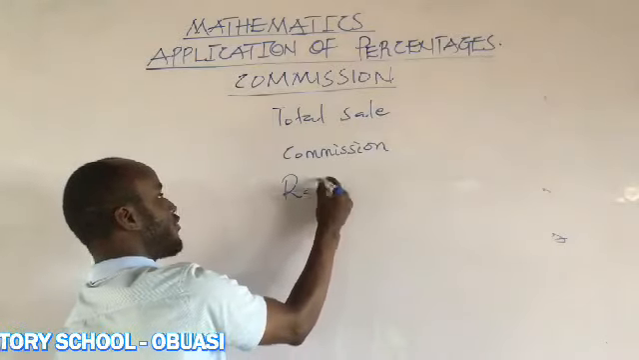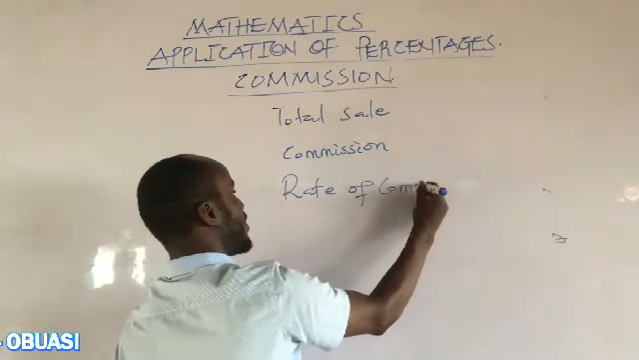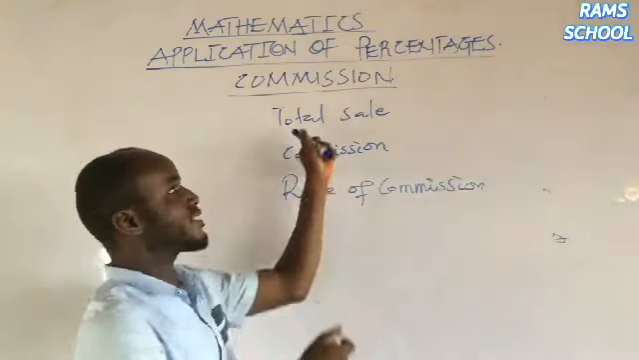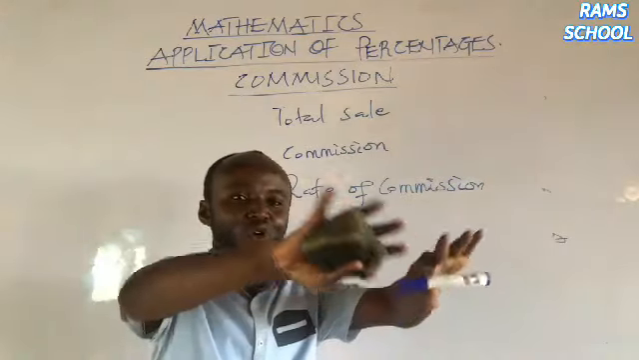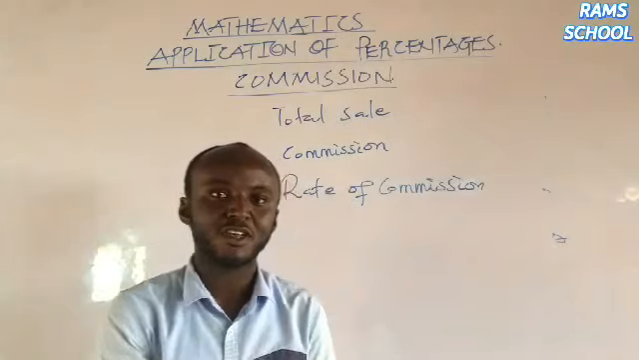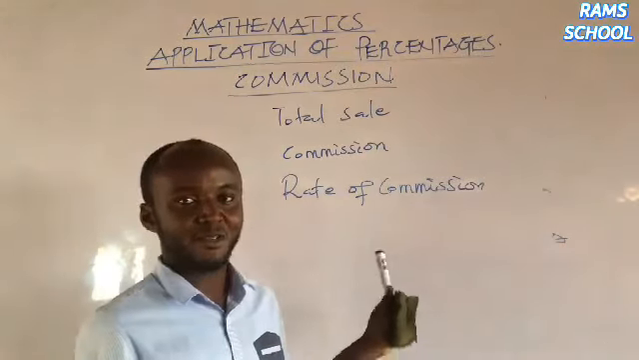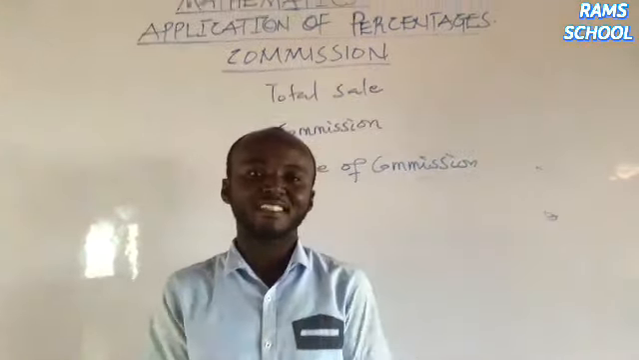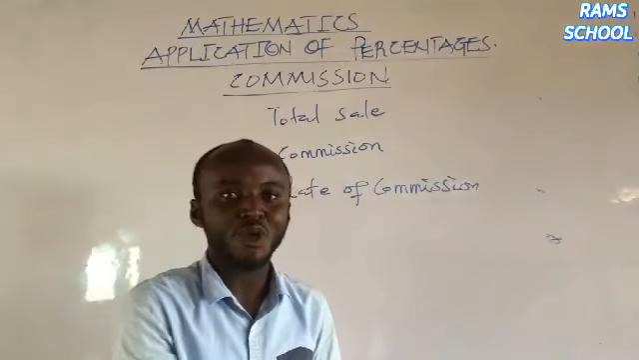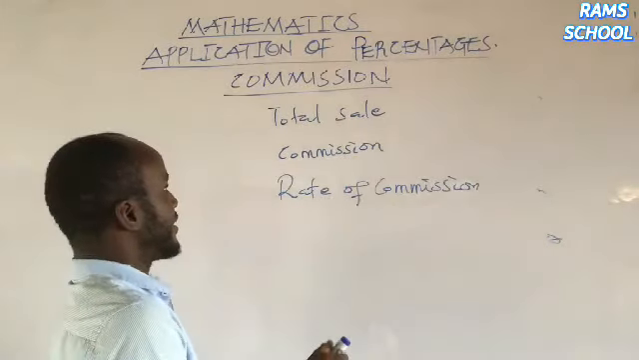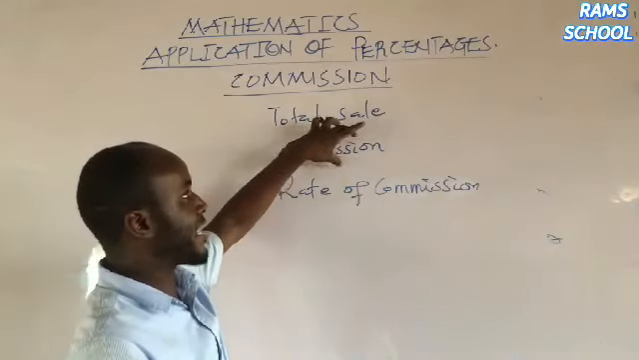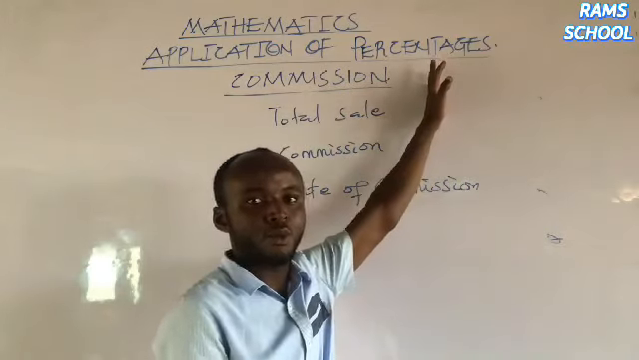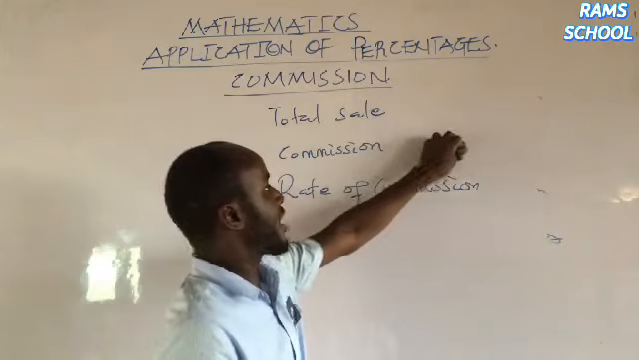You must know what we call rate of commission. I'll explain all this so that you get an understanding of it. When we say the total sale, it refers to the total amount of goods that the sales girl is going to sell. Here our sales girl is Erica. The total amount of money that Erica is going to get from selling at the shop is what we call the total sales. The commission here is the amount of money that Erica will receive when she's able to sell that weight of goods. Now let's look at the rate of commission.